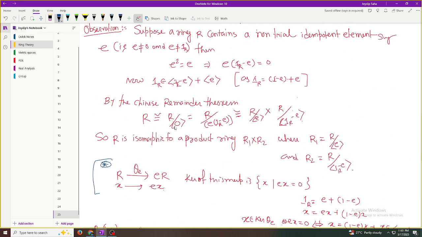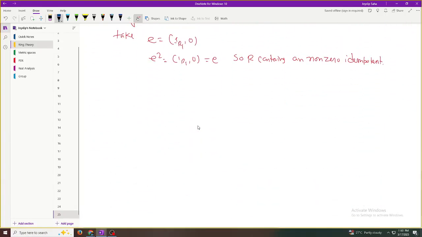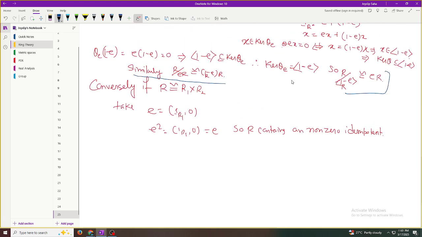So in my setup you can say that if R contains a non-trivial idempotent, then it is isomorphic to a product ring, but this R1 R2 cannot be seen as a subset of R. Up to isomorphism it is okay.